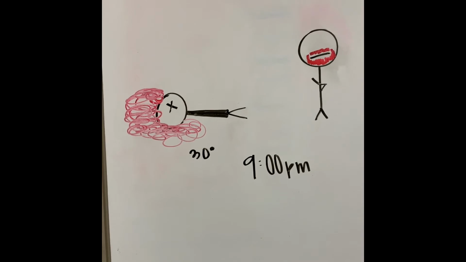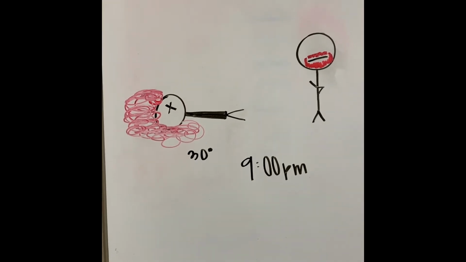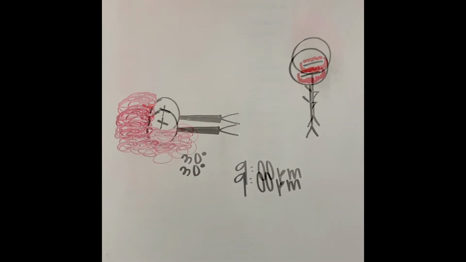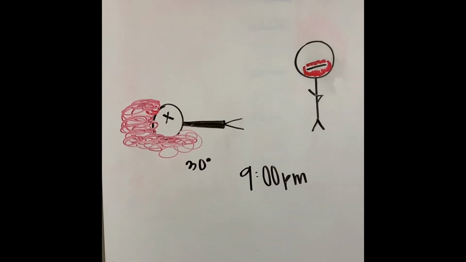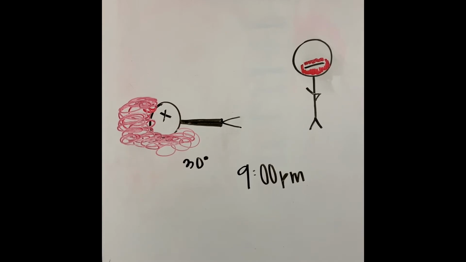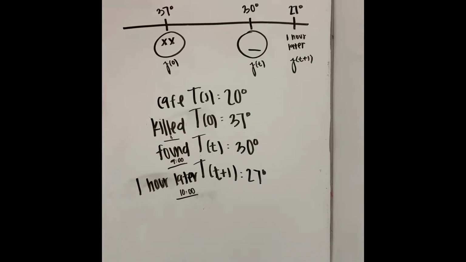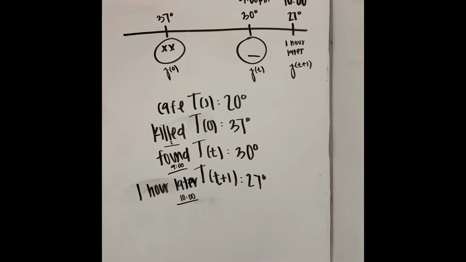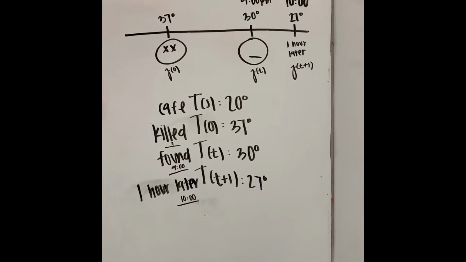When he walked in, he discovered Kim's dead body. He recorded the time at 9:00 p.m. He also decided to take her temperature, which was 30 degrees Celsius. The timeline of Kim's murder is as follows. Her body was found at 9:00 p.m. and her temperature was 30 degrees Celsius.